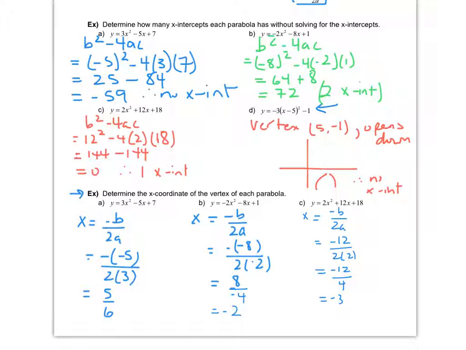Okay, if you check your answers here, part B for the example with deciding how many x-intercepts had 2 x-intercepts. Part C had exactly 1 x-intercept. Part D, I figured out the vertex and then it was opening down, so I did a little sketch, estimated where 5, negative 1 would go, and had it open down. Clearly it's not going to cross the x-axis, so it has no x-intercepts. And then for my x-coordinates of the vertex, I had a positive 5/6, a negative 2 for part B, and for part C, the x-coordinate of the vertex is at negative 3.